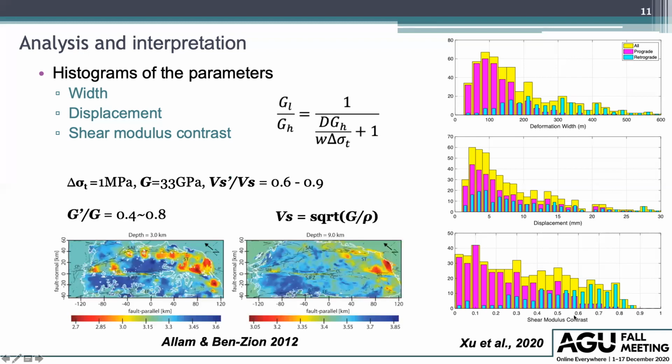This range of numbers makes sense, and seismic tomography has found a similar amount of reduction in shear wave velocity near faults. For frictional slip, the deformation over width term will be much larger and lead to very small and unreasonable shear modulus ratios. From these analyses, it seems that the prograding fractures are likely to be frictional slip, while the retrograding fractures are likely to be compliant fault deformation.